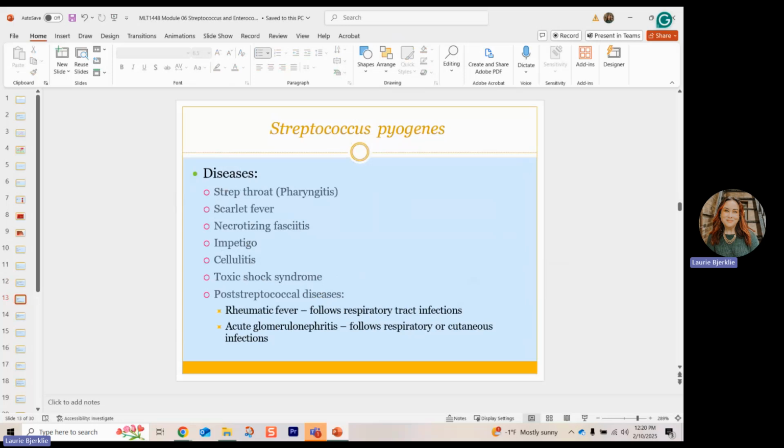And then there are these last two that are called post-streptococcal diseases, meaning you had an infection with strep pyogenes, say you had strep throat, and it spread somewhere else. Or the toxins that it released go and cause damage somewhere else in your body. So that's what's meant by post-streptococcal: you have the strep pyogenes infection in one part of your body.